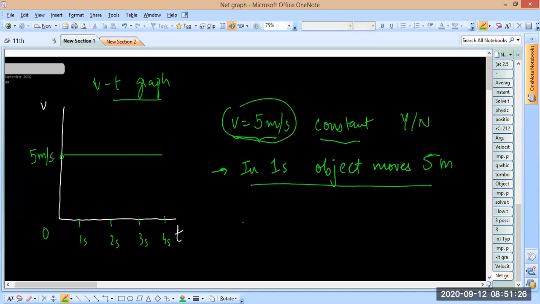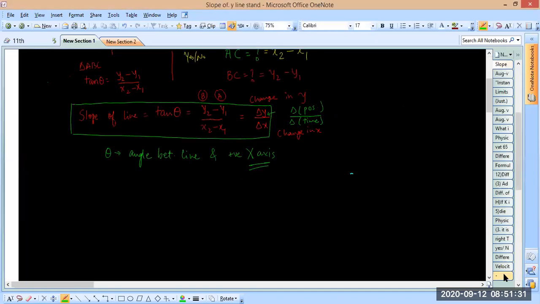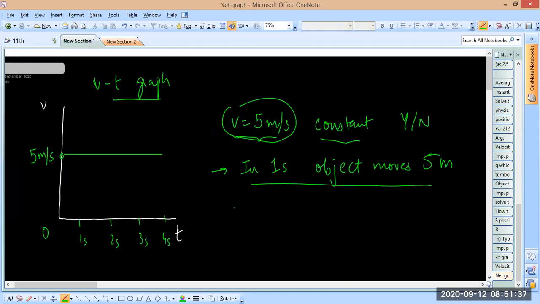Okay. So then I'm going to ask you this question. Oh, sorry, just a minute. The page has been changed. Yeah, okay. Let's continue. So in 4 seconds, how much does the object move? I want to know that. In 4 seconds, how much does the object move? Some of you are giving weird answers. Come on, people.